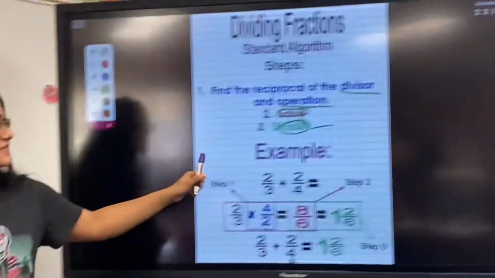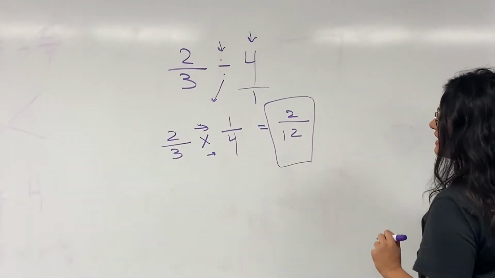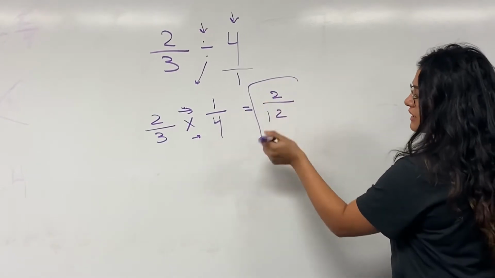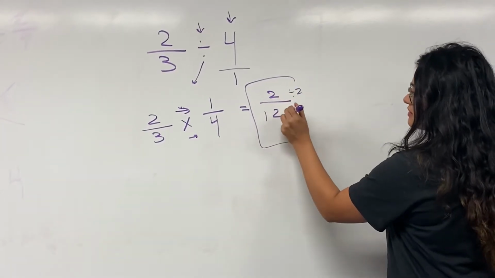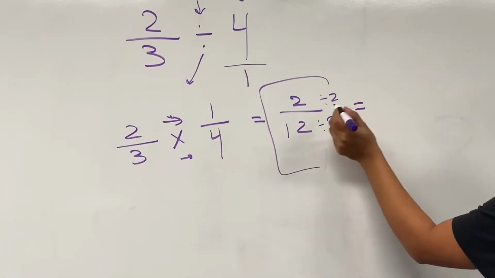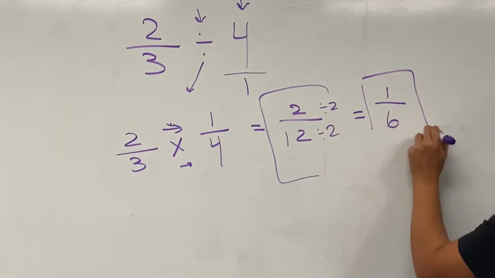My last step is to simplify. Can this be simplified? Yes, it can. If I were to divide each number, numerator and denominator, by 2, right, to simplify my fraction even further, I get 1/6. And that is my answer.